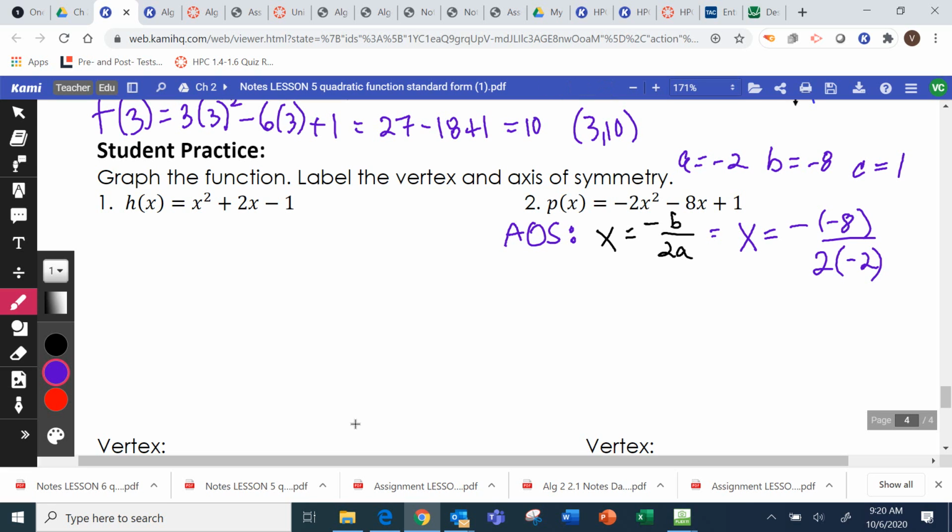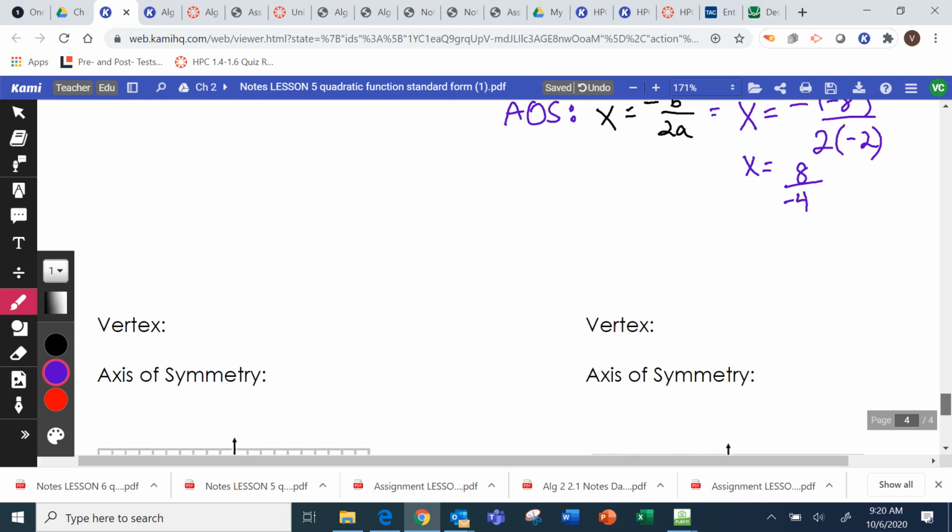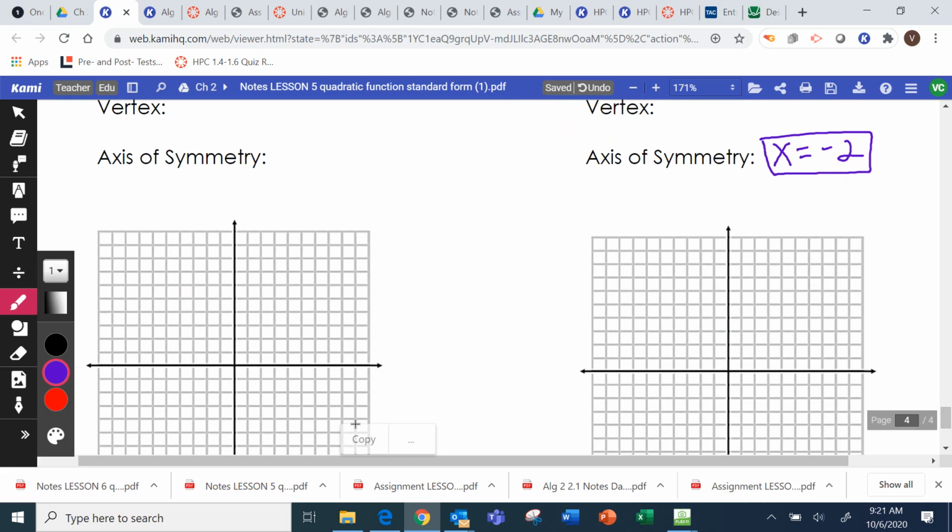Now I'm going to simplify that. X equals positive 8 over negative 4. So X equals negative 2. There's my axis of symmetry. I go to X equals negative 2 and I make a vertical line.